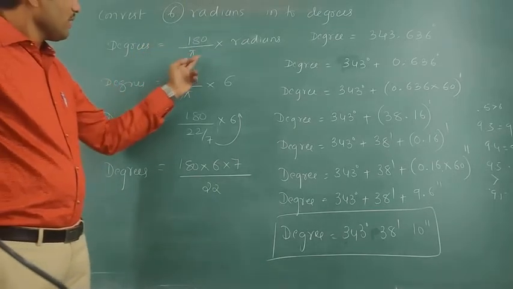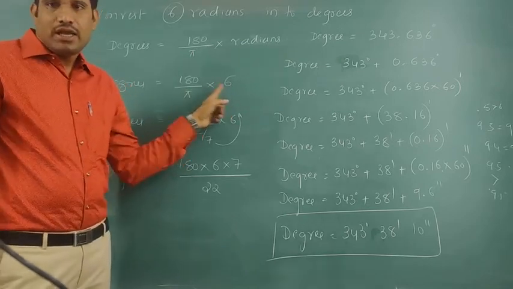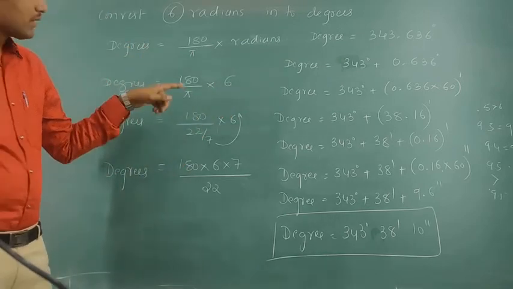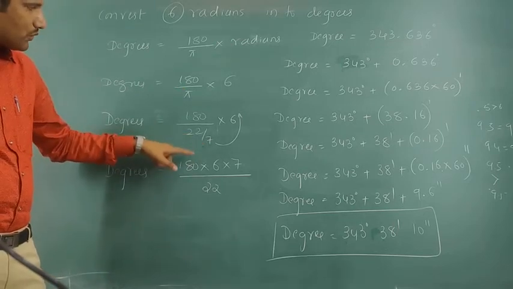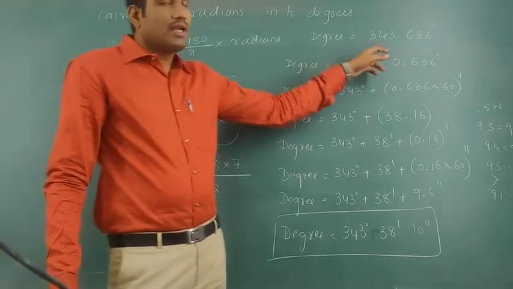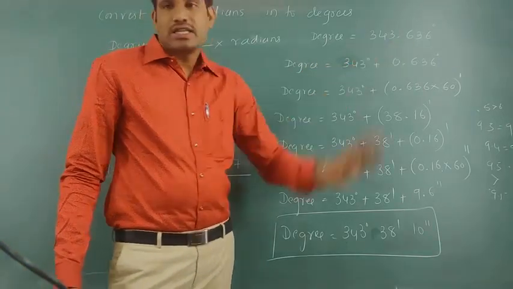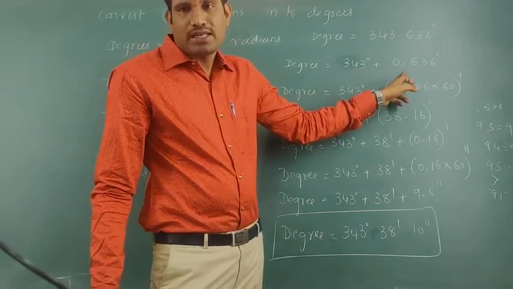So it is 180 by pi into radian. Now 180 by pi into 6, since the radian value is 6. Here pi will not get cancelled, so in place of pi substitute 22 by 7. Now 180 into 6 into 7 by 22. We are getting 343.636. So we can write it as 343 degrees plus 0.636 degrees.